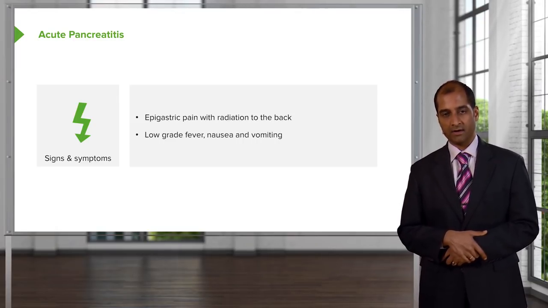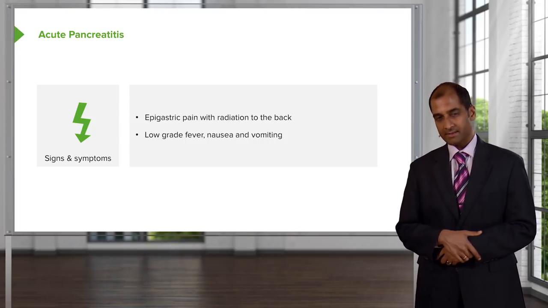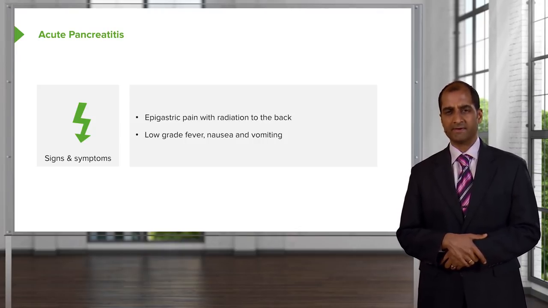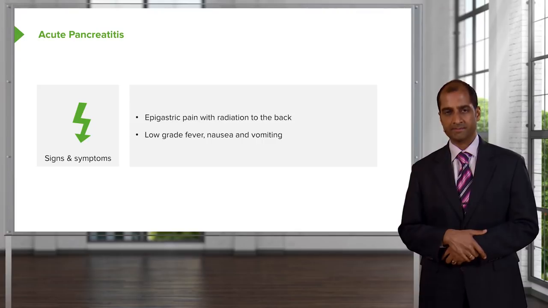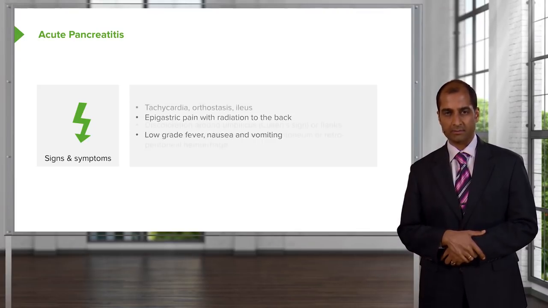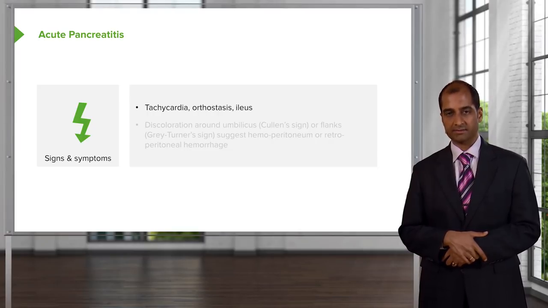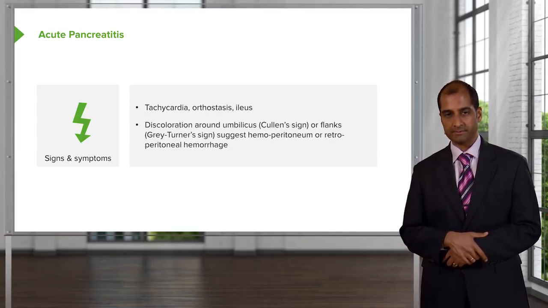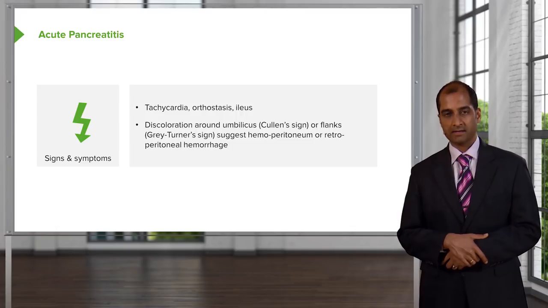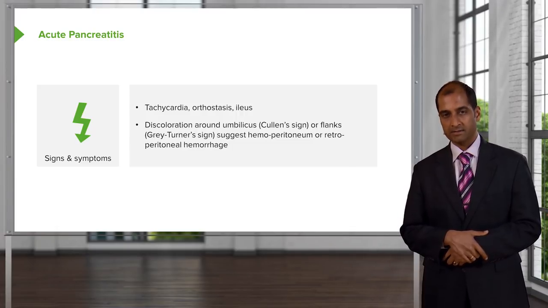Low-grade fever, nausea, and vomiting are signs and symptoms that you can expect, but you'd be finding that with any type of itis. So, obviously, giving you more information. There might be tachycardia, orthostasis, or perhaps even ileus due to obstruction. And a couple important things here. These might be rare in clinical discovery.